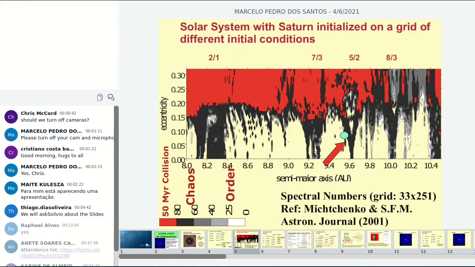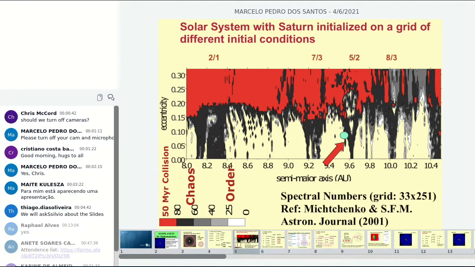This is an experiment that has been done, keeping Jupiter, Uranus, and Neptune at their places, and changing the place of Saturn on a grid of about 7,000 or 8,000 points, and for every initial condition, making the integration. In red, you see all initial conditions that lead to the disruption of the system very quickly. In black and gray, you see regions where the system subsists for the integration time, 50 million years, but not very regular. These are regions of chaotic motion.